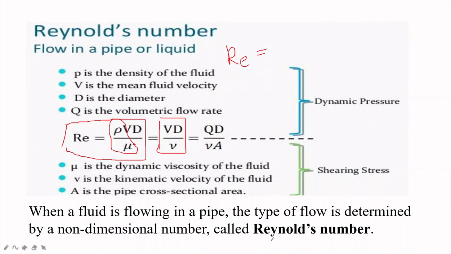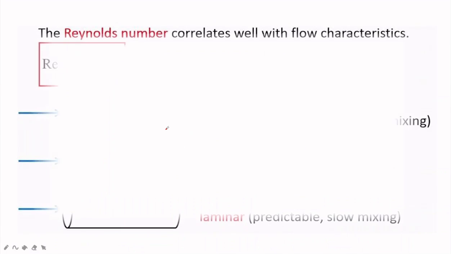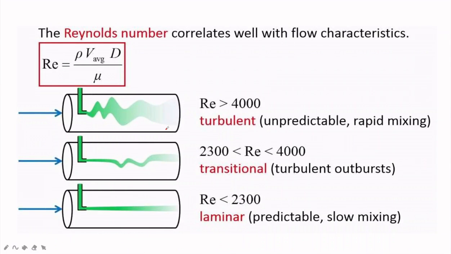It's called a Reynolds number. When a fluid is flowing in a pipe, the type of flow, either laminar or turbulent, is given by a non-dimensional number. It's called a Reynolds number. He gave a range of numbers by using this formula, Vd by mu. I'll tell you. The Reynolds number correlates with the flow characteristics.